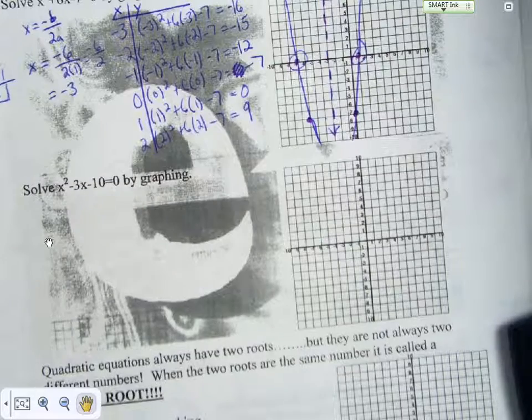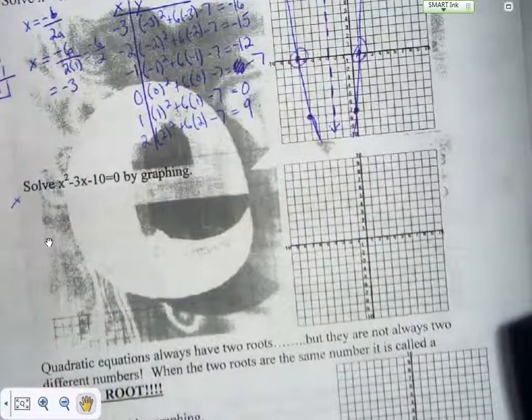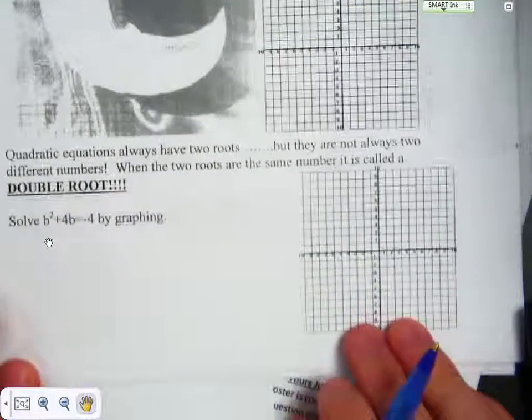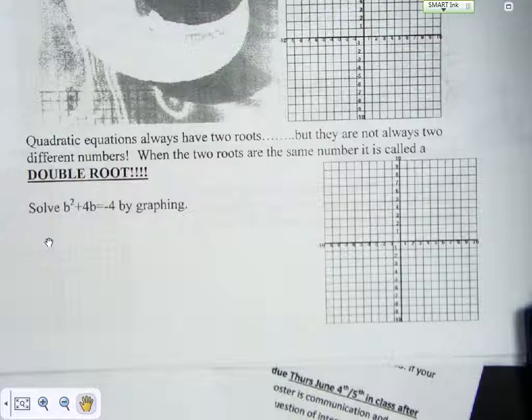It's not factorable. You say it's not factorable? Kidding. Yeah, it kind of is. But you know what? We're actually going to skip this one. I want to go to the next one down here. I want to make sure that I go through a couple of different examples. Since quadratic equations also have 2 roots, but they are not always 2 different numbers. When the 2 roots are the same number, it's called a double root. Let's take a look at this example right here.